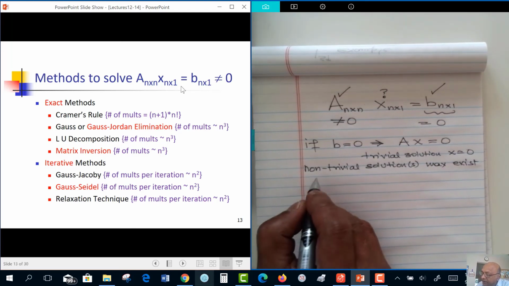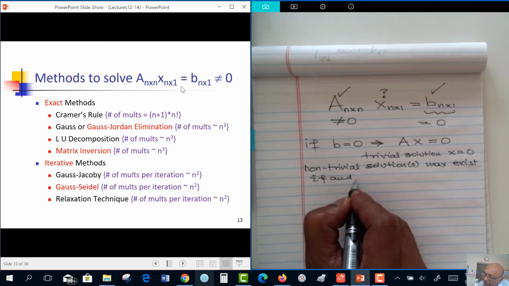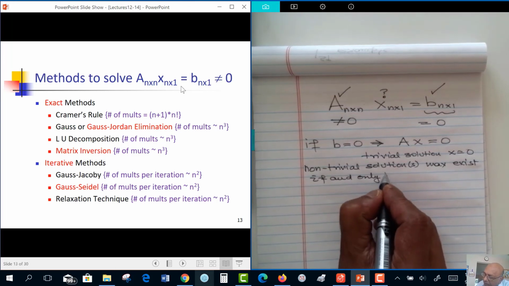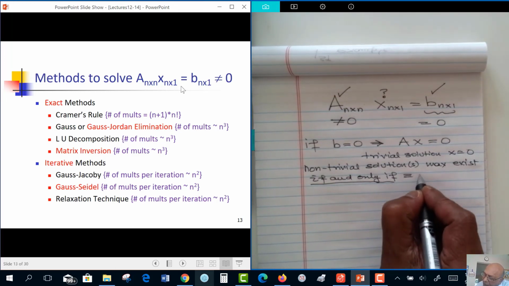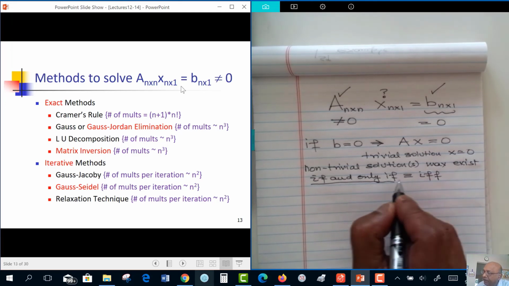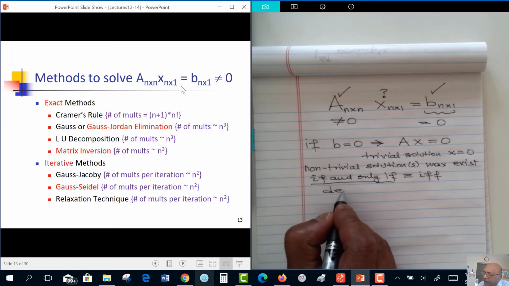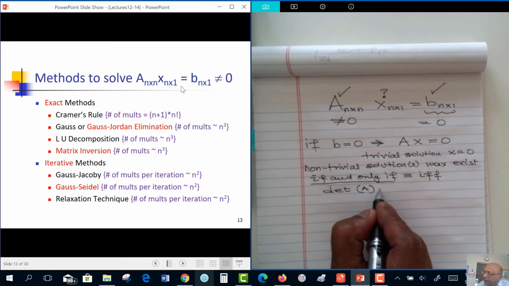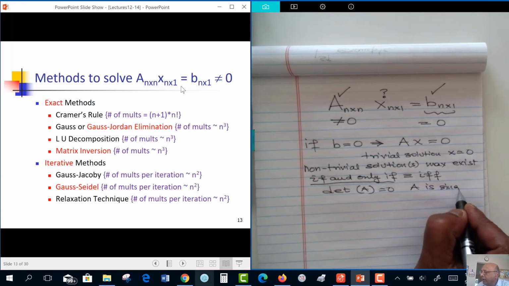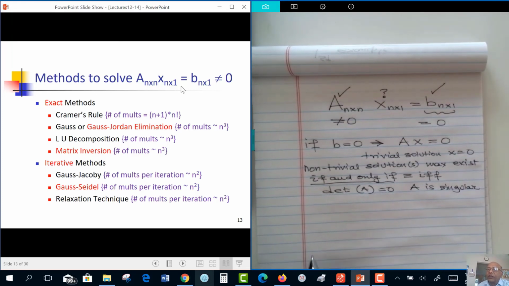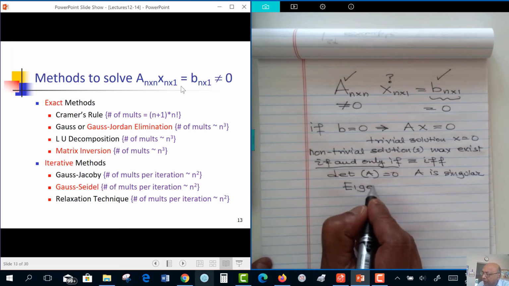And they may exist if and only if. So this is a mouthful of a word. So what we do is we shorten it and misspell it: iff, if and only if, determinant of A is 0. That means A is singular. So if you take some other math courses, these are called eigenvalue systems.